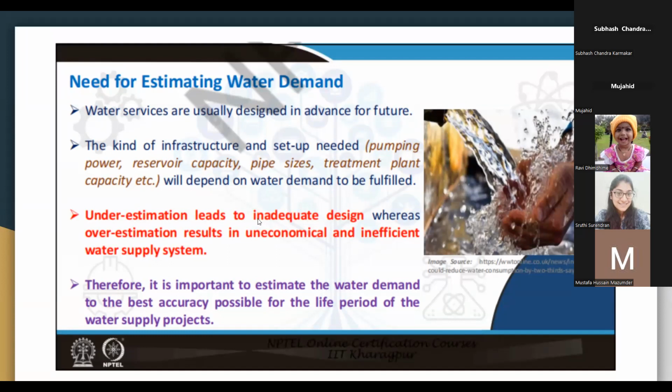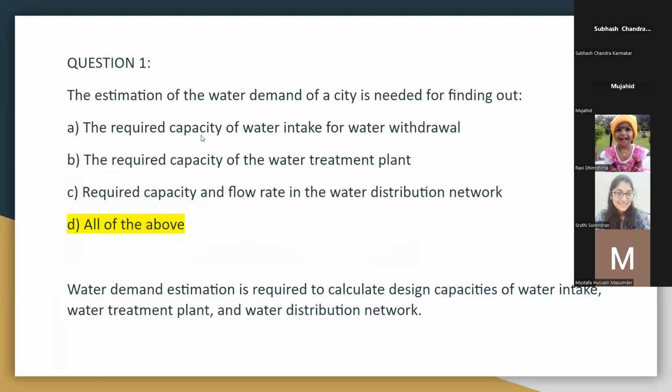Water services should be designed in such a way that they take care of the future requirements also, and also help us decide what kind of infrastructure needs to be set up. Only if we know how much water is required to be supplied will we be able to decide the pumping rate and the reservoir capacity. Water demand should neither be underestimated nor overestimated, so the correct estimation of water demand is required. So it is all of the above: the required capacity of the water intake, of the water treatment plant, and of flow rate in the distribution network. All of them require the estimation of water demand.